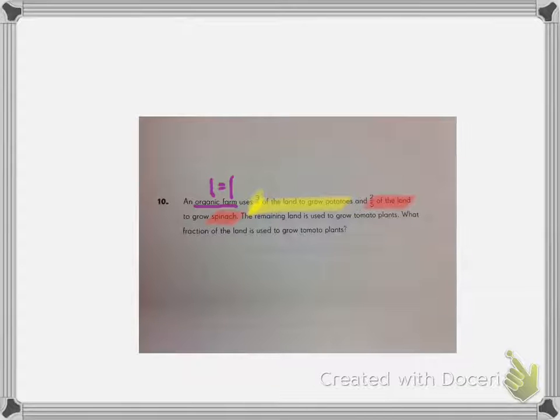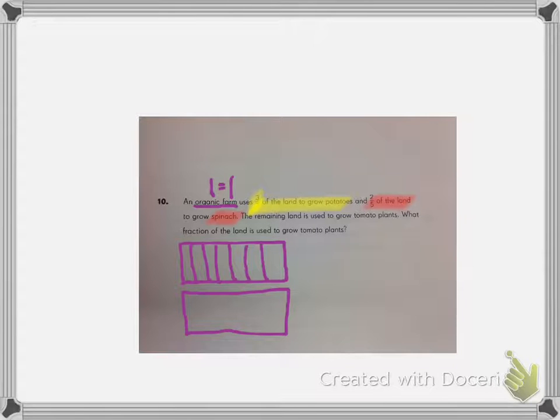Here's my land. And I know that 3/7 of my land grows potatoes. So I'm going to go ahead and draw 1, 2, 3, 4, 5, 6, 7. And then I have the same land, so I'm going to draw it about the same size. And I need to divide that one into fifths because that one's 2/5. So 1, 2, 3, 4, 5, so 2/5. And then I have to look at them and say, okay, I have to have a common denominator here.